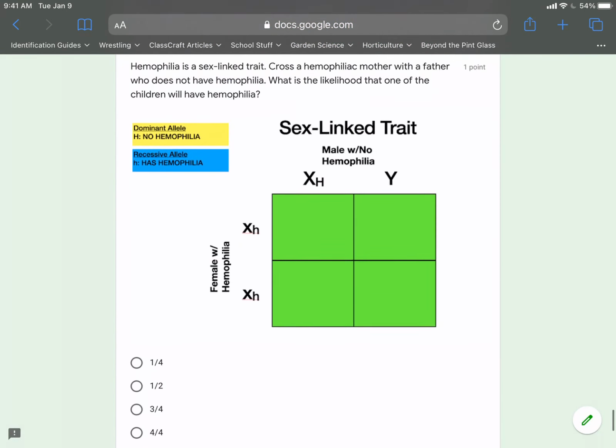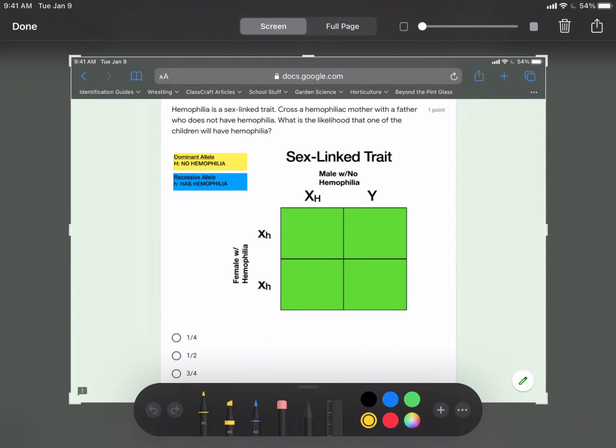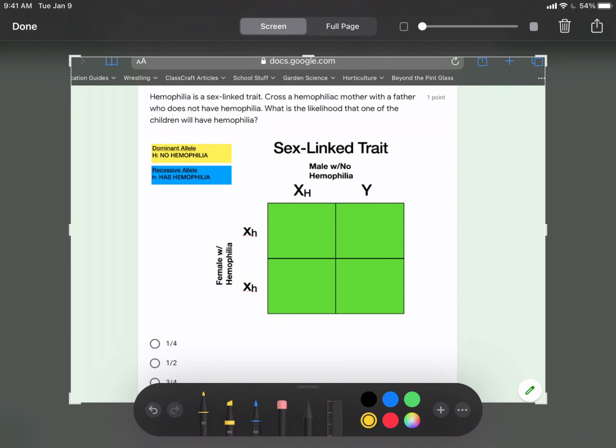Sex-linked traits. Okay, this is the last one I'll go over. With sex-linked traits, I even kind of set this up for you to make it a little easier on you. What you're doing with this is you have to remember that the Y chromosome doesn't have an allele, so it acts as recessive in this instance. That's why we have it with the X and the Ys, because men are XY and women are XX.